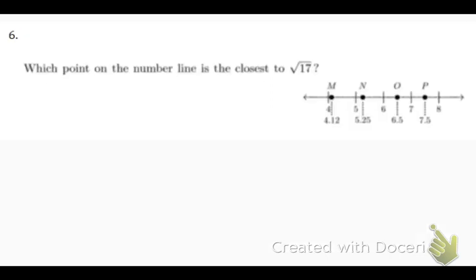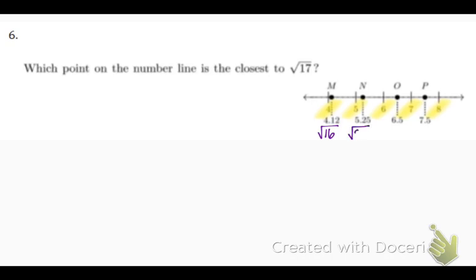Number 6, which point on the line is the closest to the square root of 17? All right, well, remember back to the beginning of the school year, we took the time in learning how to rewrite all of the integers on the number line as radicals. So if you think about these integers, 4, 5, 6, 7, 8, I want you to think about what their square root equivalencies are. So for example, 4 is the square root of 16. If you wanted to just jot that down, this is the square root of 16.